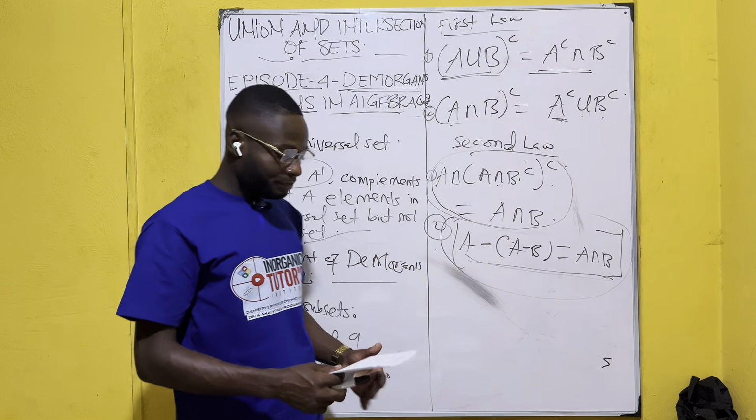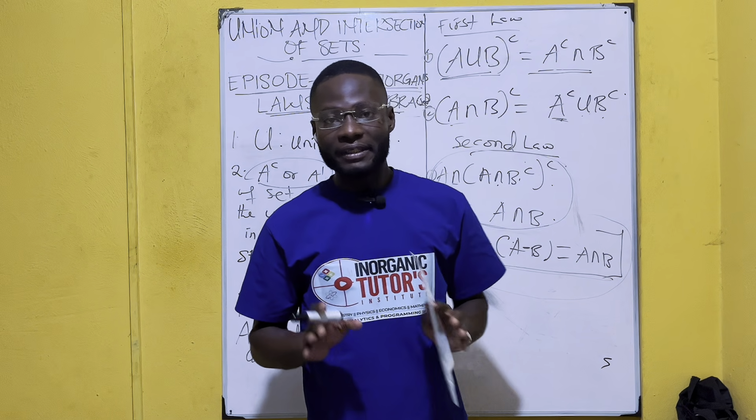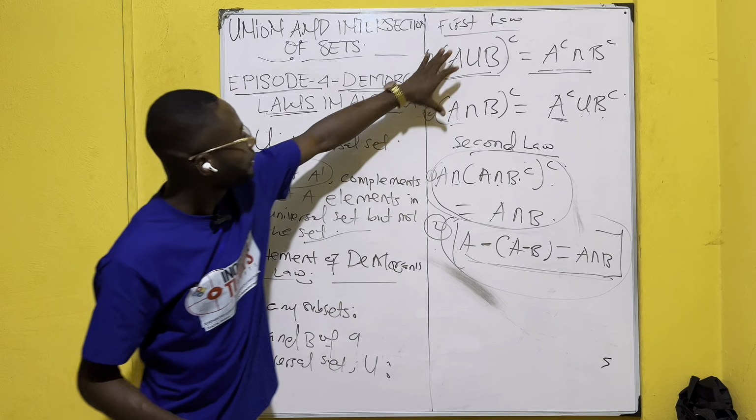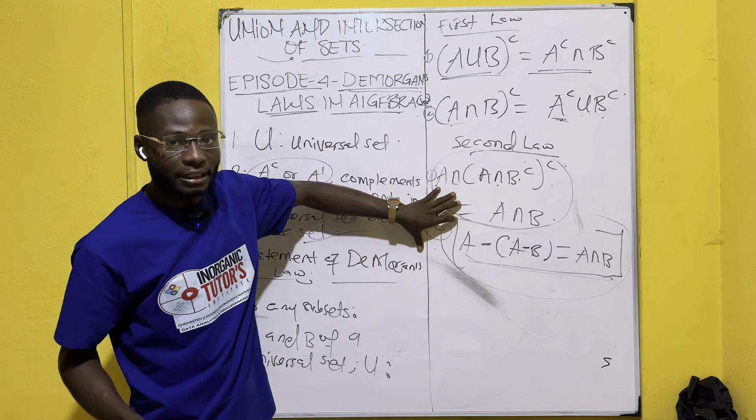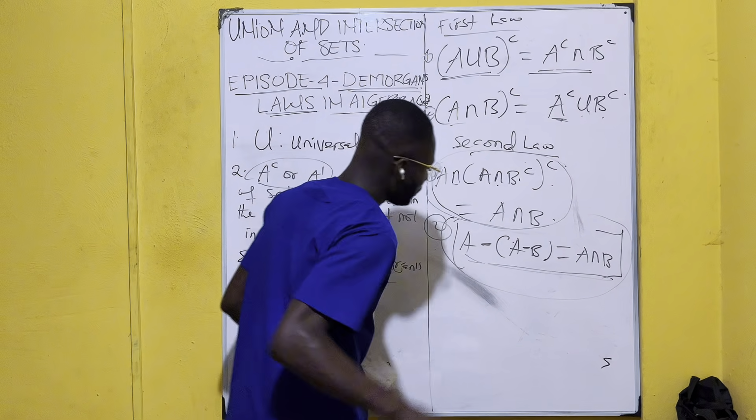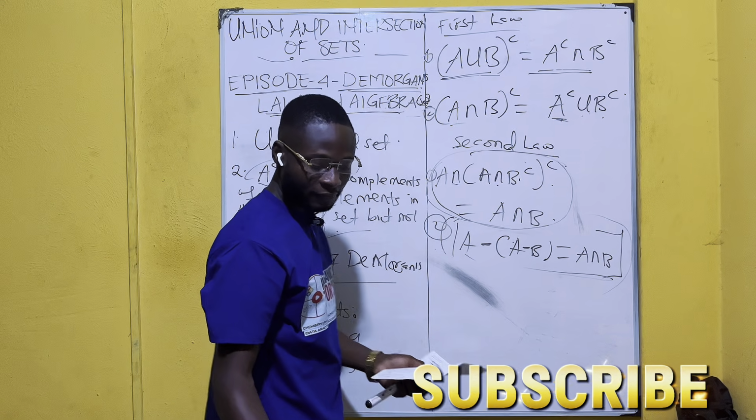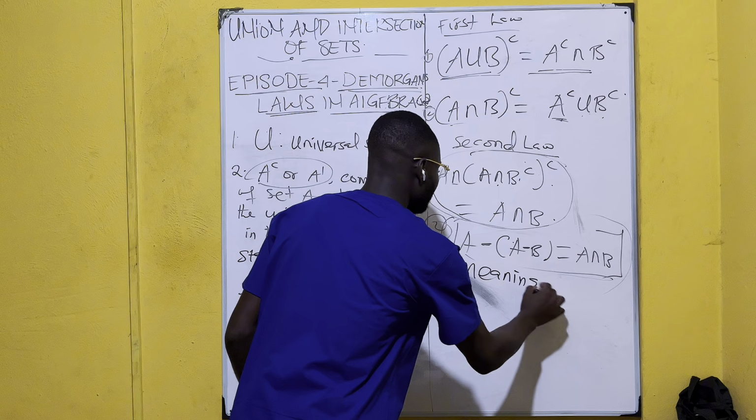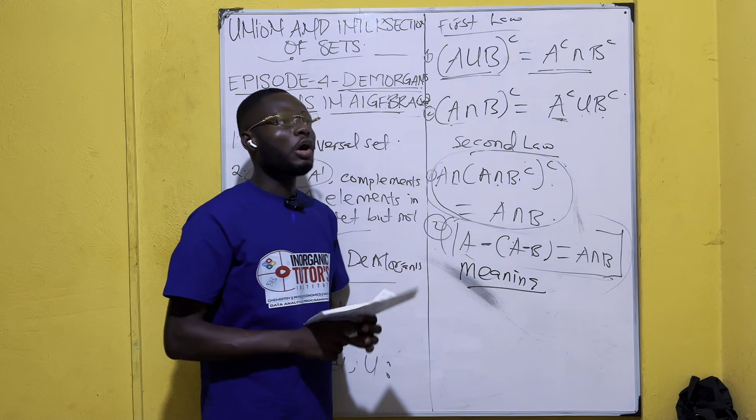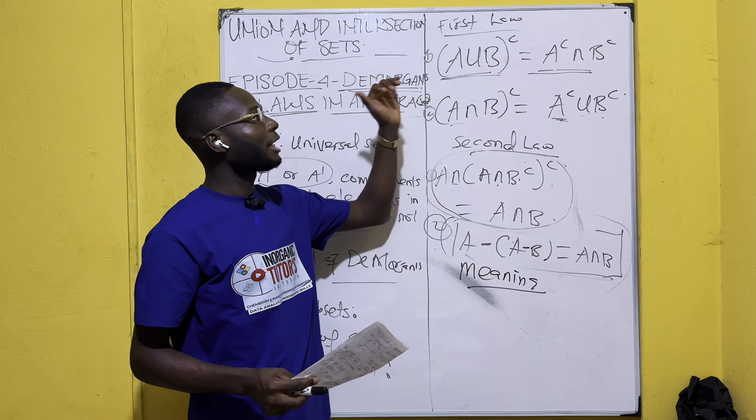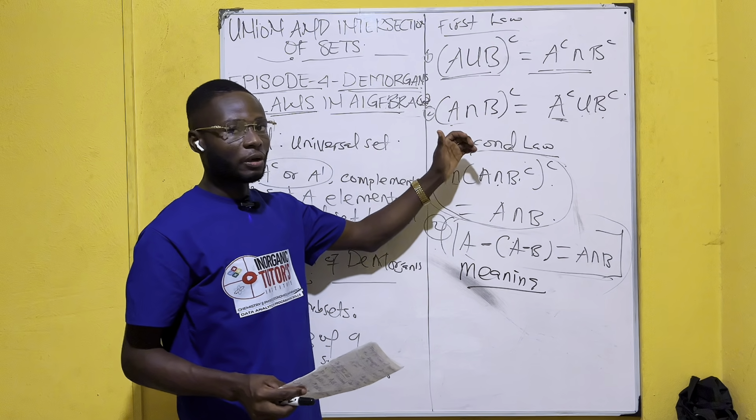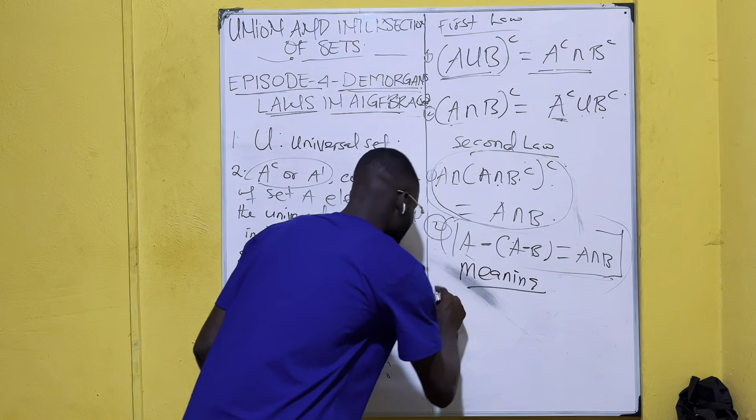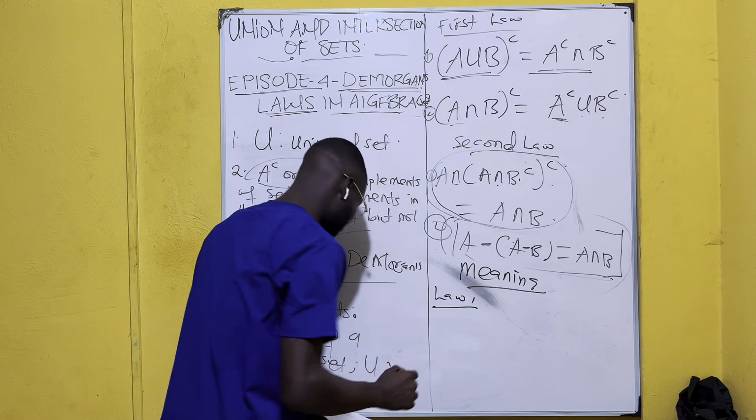Now, let's look at the meaning of these laws, right? So the meaning of the first one, and then the meaning of the second one. We are going to look at the explanation of law 1, then we come to the explanation of law 2. So law 1.